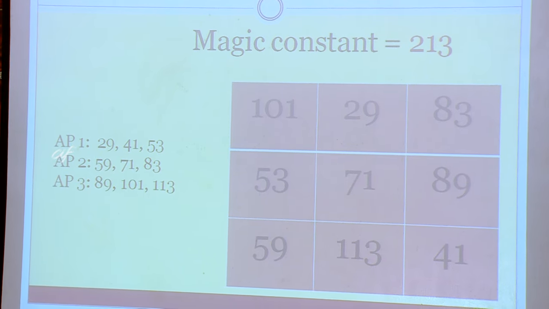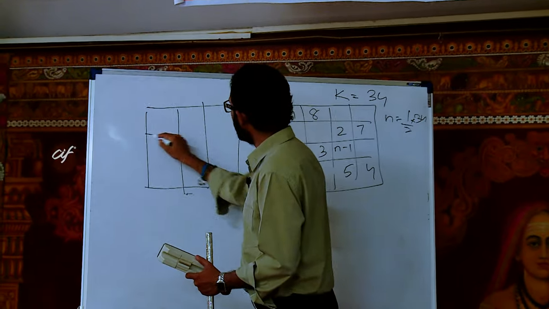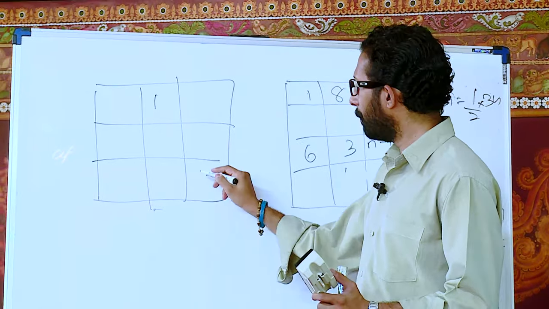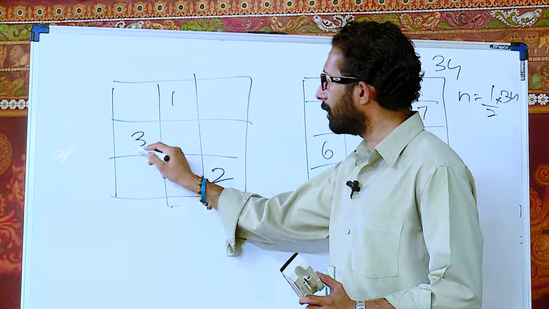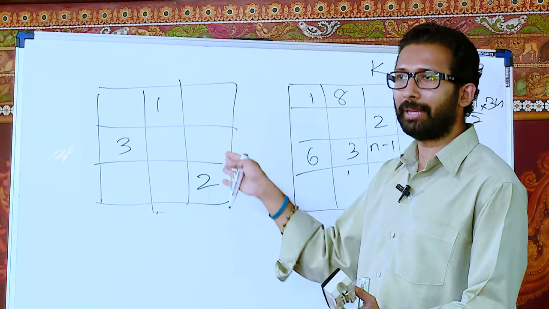So let us go back to our 3 by 3. What we have to do is just remember the positions. If you remember, the position of 1 was here, position of 2 was here, 3 was here, right? So our first AP was actually 1, 2, 3.